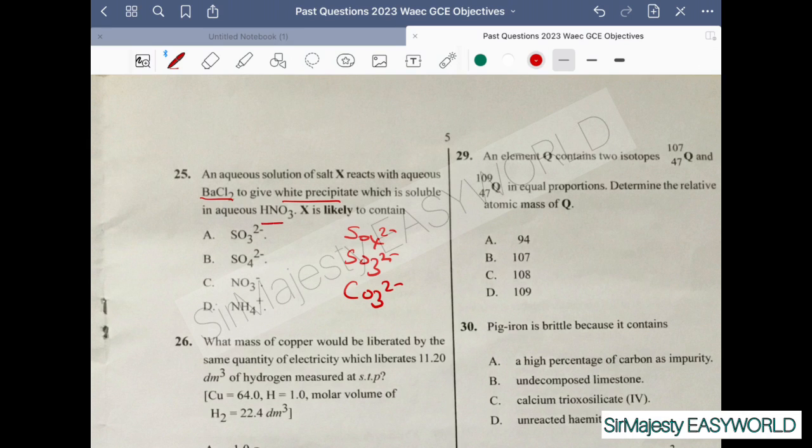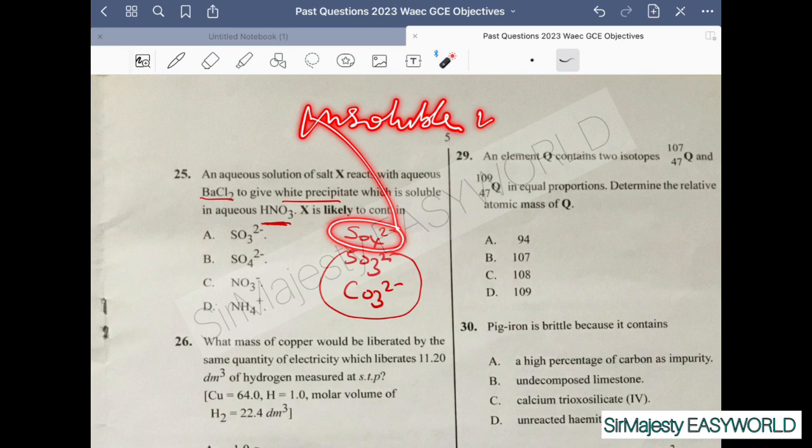But using this acid will now tell us which one is present. These two here, that's trioxosulfate(IV) and trioxocarbonate(IV) ions, are both soluble in acid. They are all soluble in dilute what? Acids. But tetraoxosulfate(VI) ion is what?